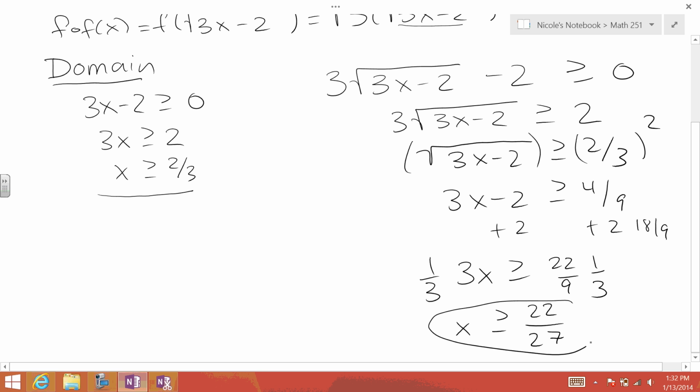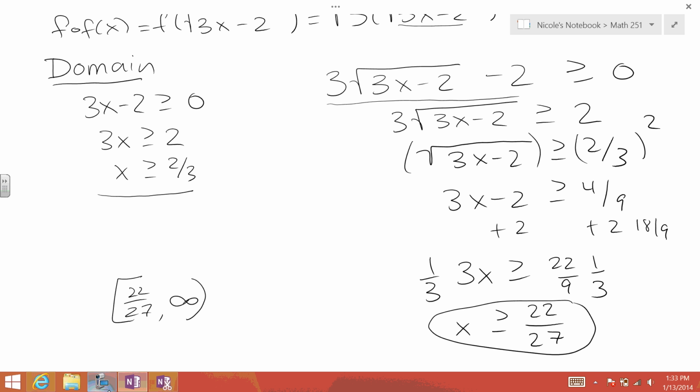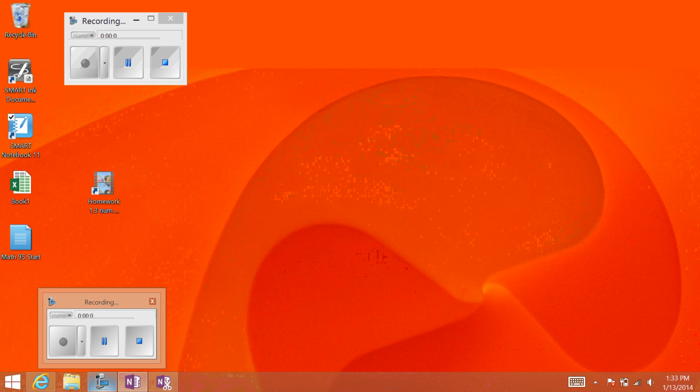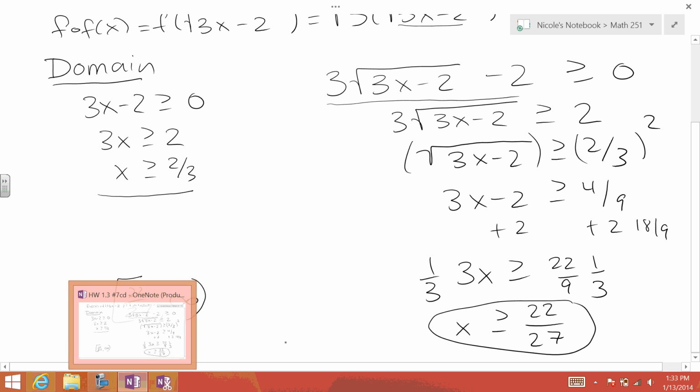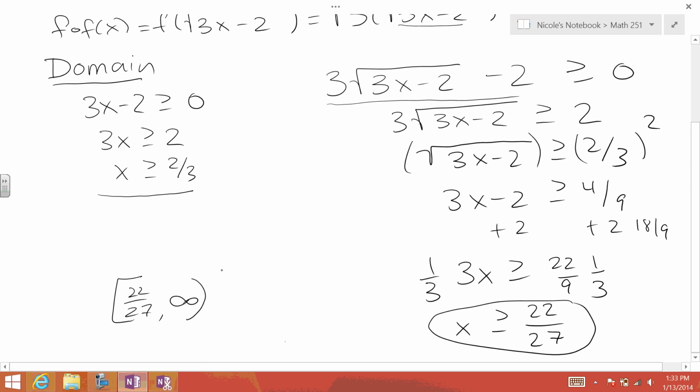Now, what we're going to do is we have this domain, x greater than or equal to 2/3, and we're going to refine it to be more specific and make x greater than or equal to 22/27 to make sure that this part of the inequality holds as well. So the overall domain is from 22/27 to infinity. And 2/3 is over here a little bit to the left of 22/27. Okay. So that's the domain for this one.